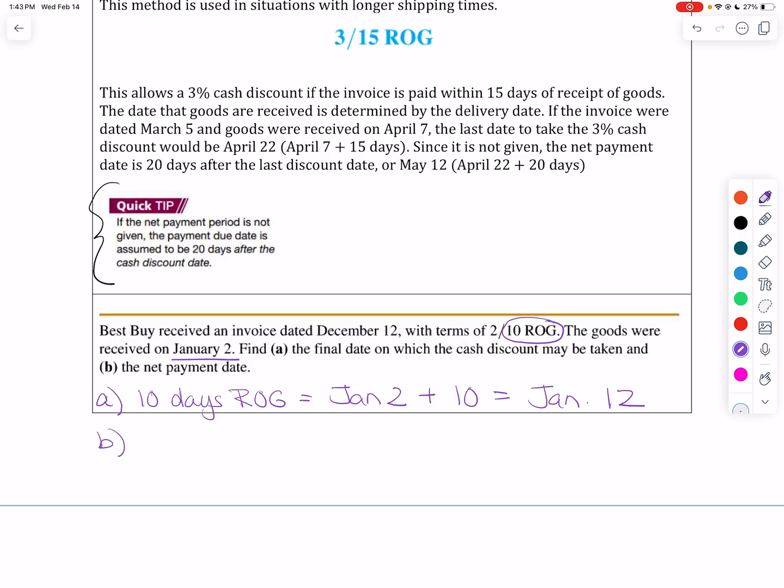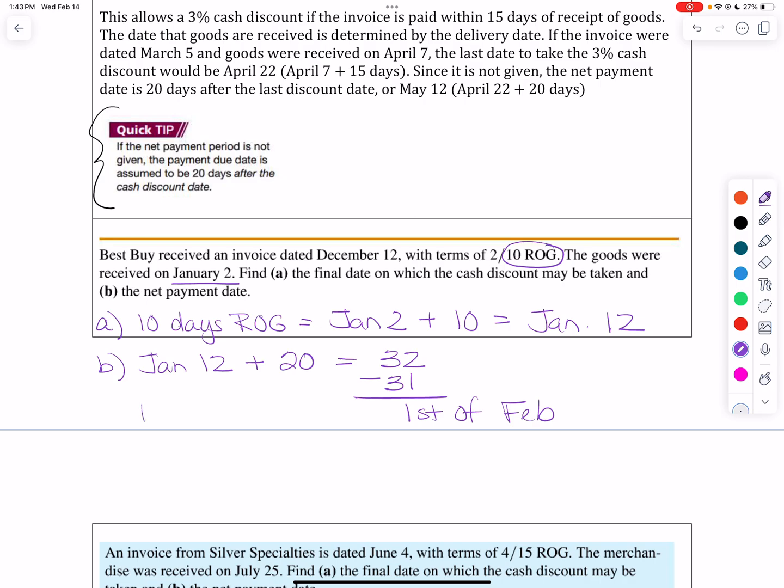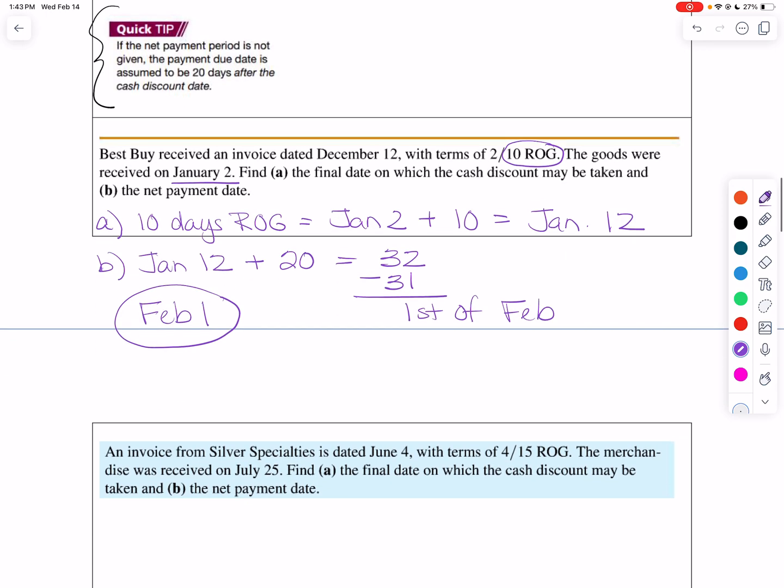Then, because there's no net payment date listed, we would take the last day of the discount, January 12th, and we would add 20 to it, which would be January 32nd, which we know there is no January 32nd, but there are 31 days in January, which leaves one day, or the first of the next month, which would be February. So February 1st is the final net payment date.